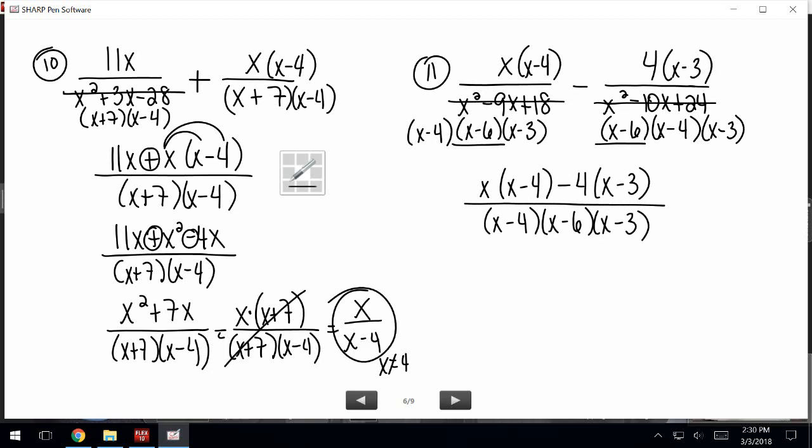Okay, do not cancel the x minus 4s and the x minus 3s because you are subtracting those terms together. You're not multiplying, so you cannot cancel. All right, distribute the x, distribute the negative 4. So you get x squared minus 4x plus 12 over x minus 4, x minus 6, x minus 3.